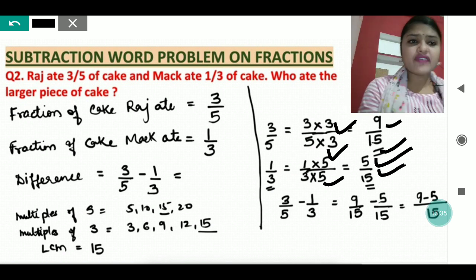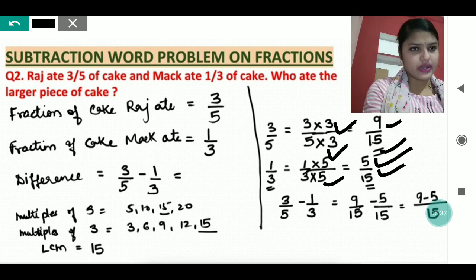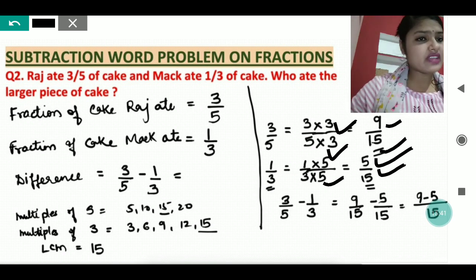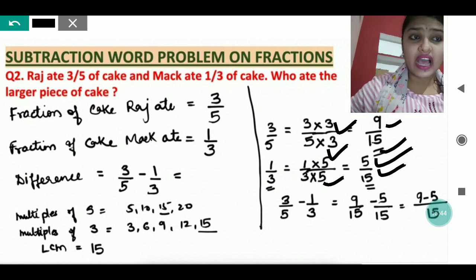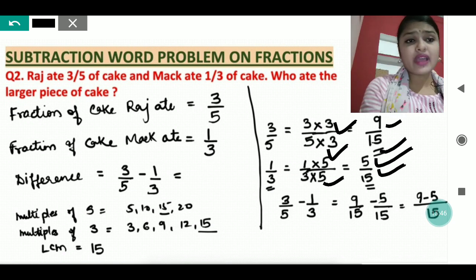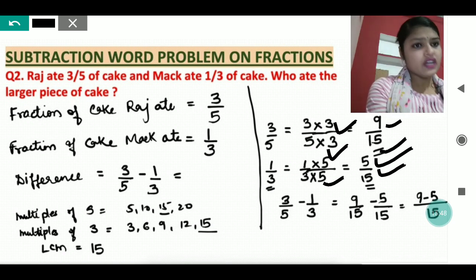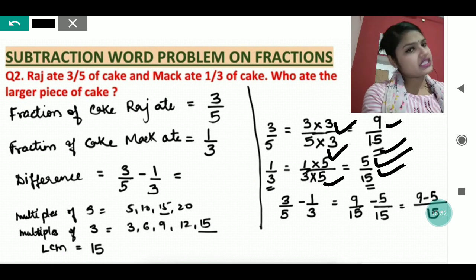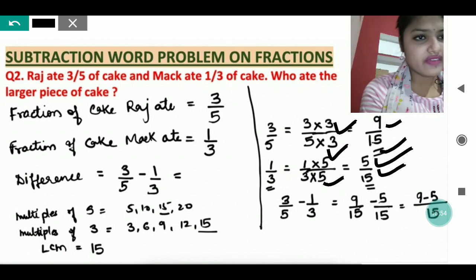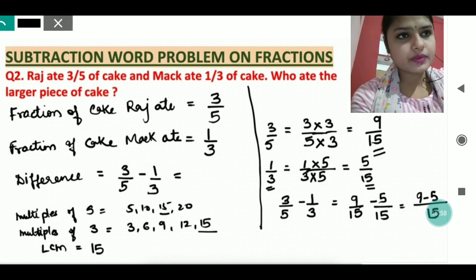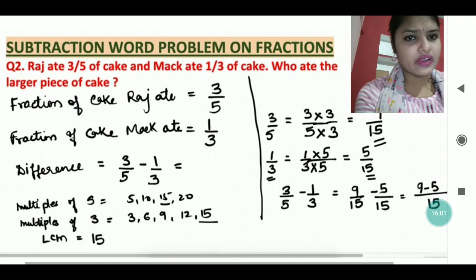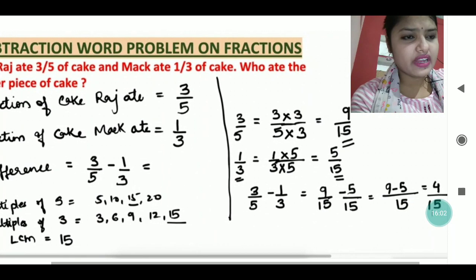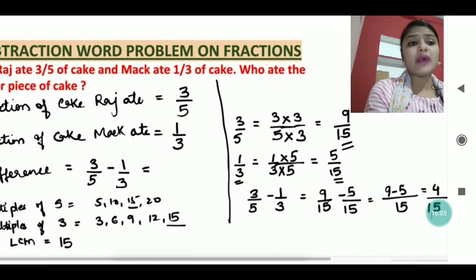Now 3 by 5 minus 1 by 3. Okay, 3 by 5 minus 1 by 3. So now we can subtract: 9 by 15 minus 5 by 15. We will take the common denominator, that is 15, and numerators we will subtract. 9 minus 5 will be 4. So what will be the answer you will get? The answer which we will get is 4 by 15.